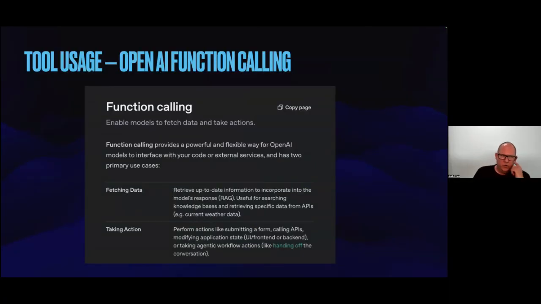All right, so let's talk about tool usage. OpenAI arguably had the first real version of this. They called it function calling. What it really allows you to do is to have the LLM understand what functions it can call. If it needs to call a function, it returns a JSON data structure so that you can read that and do the things that you need to do, whether that's fetching data like the current weather, or performing actions, calling APIs, modifying state, all that kind of stuff.